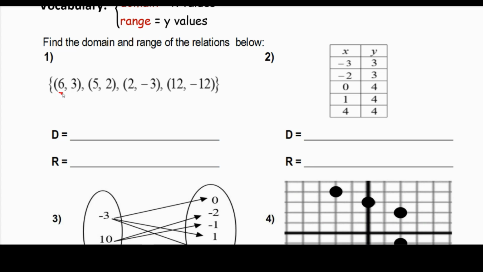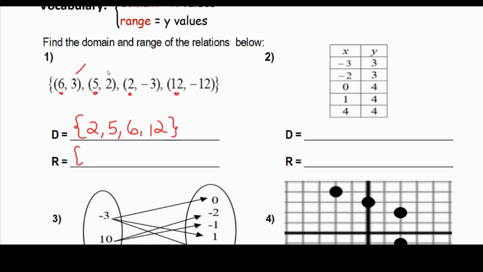And we notice that the first number, remember, is your x values. And it's always good form to write in numerical order from least to greatest. So the smallest number will be 2, followed by 5, followed by 6, and followed by 12. We'll do the same with the range.